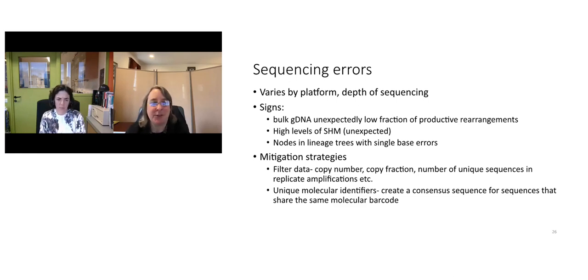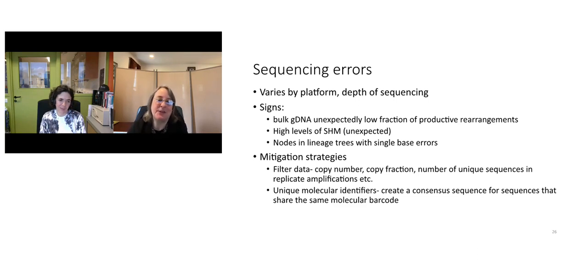So what are some of the signs of sequencing error? In bulk gDNA, when we look at some of those sequencing metadata, the fraction of productive rearrangements can sometimes be unexpectedly low. With poor quality sequence, you tend to see that because the errors tend to result in more out of frame or non-productive rearrangements. You can see unexpectedly high levels of somatic hypermutation. Normally you would see somatic hypermutation in the context of an immune response, but if you see it in a naive B cell population, your first thought should not be, oh, this is a brand new population that's super interesting. It should be, gee, what went wrong?